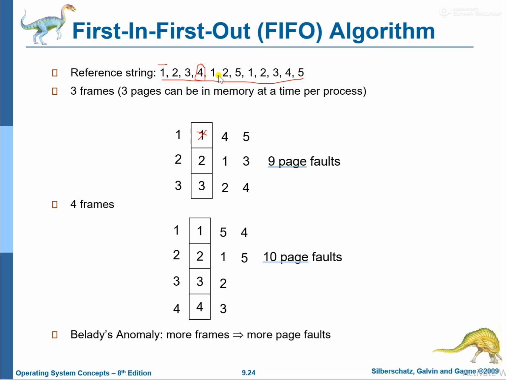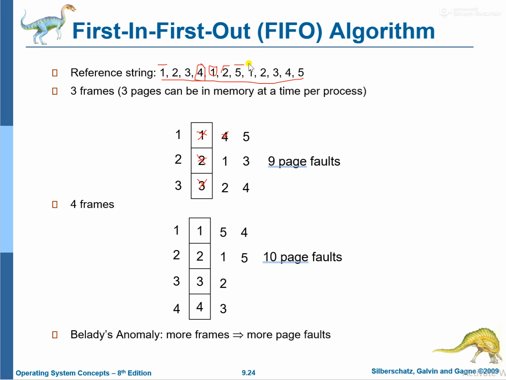Okay, after that we need 1 again, so we have to bring it in again. First in first out, so now 2 will be removed from the memory and 1 will be brought into the memory. Okay, and then we need 2. 2 is not present there, so first in first out, 3 will be replaced and 2 will be brought into the memory. Okay, and after that we need to bring 5. 5 is not present in the memory, so again first in first out, 4 will be moved out and 5 will be brought into the main memory.